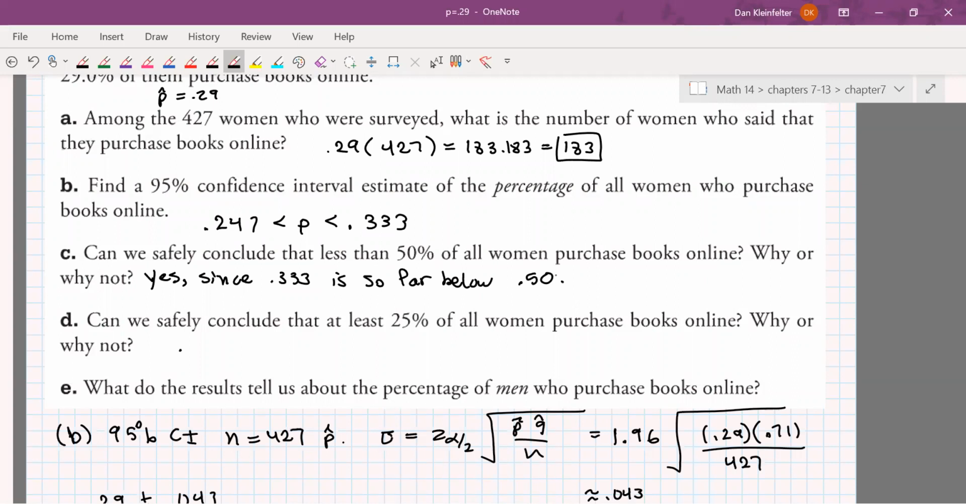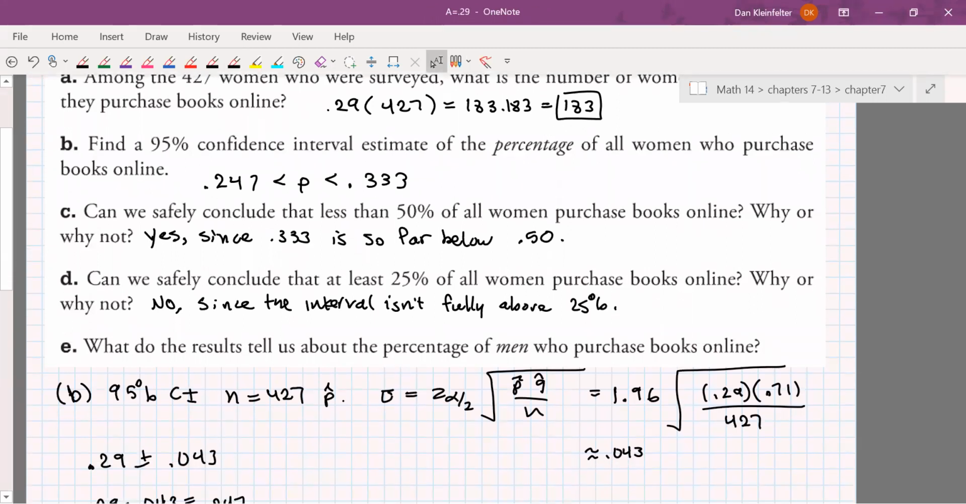So that is closer, right? So compare that with C. I would say not really, since the interval isn't fully above 25%.